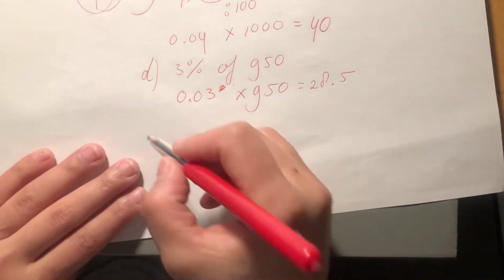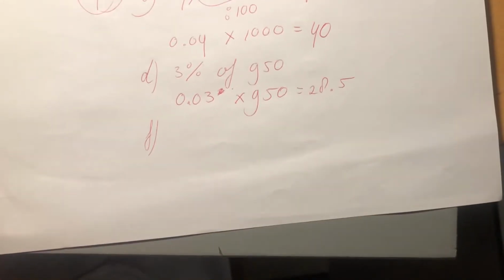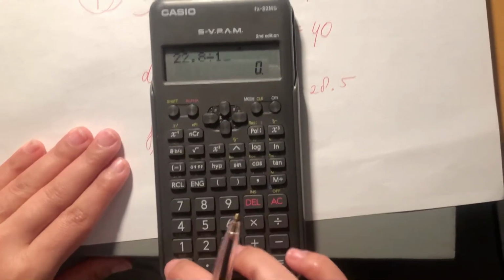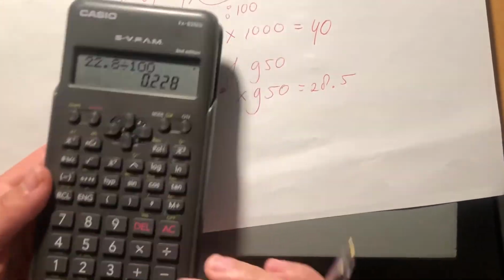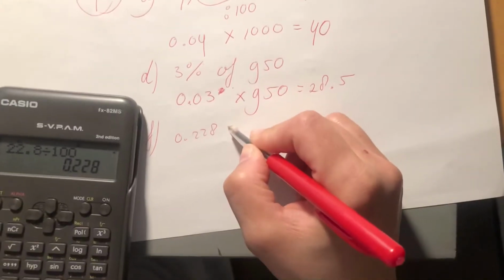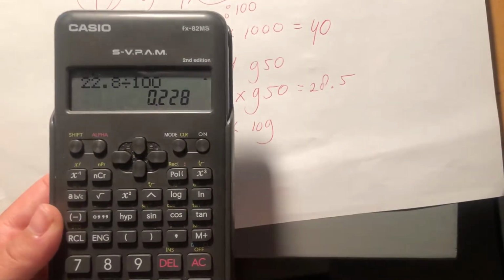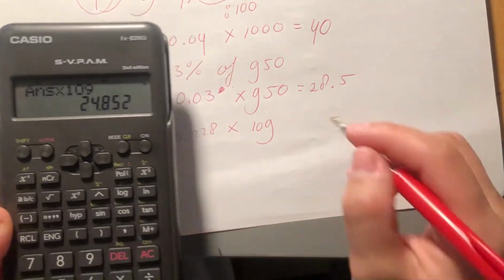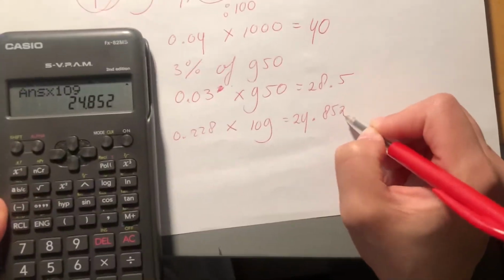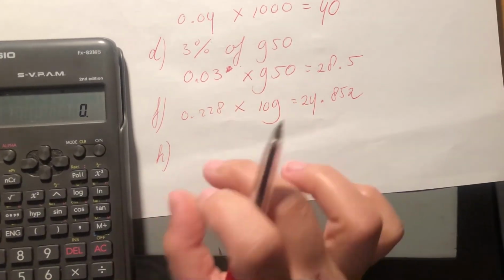Then let's do one more. Let's talk about F. 22.8, all right? 22.8 divided by 100, which is 0.228. You multiply it by the amount of 109, because that's what we want to calculate. And then you get 24.852.